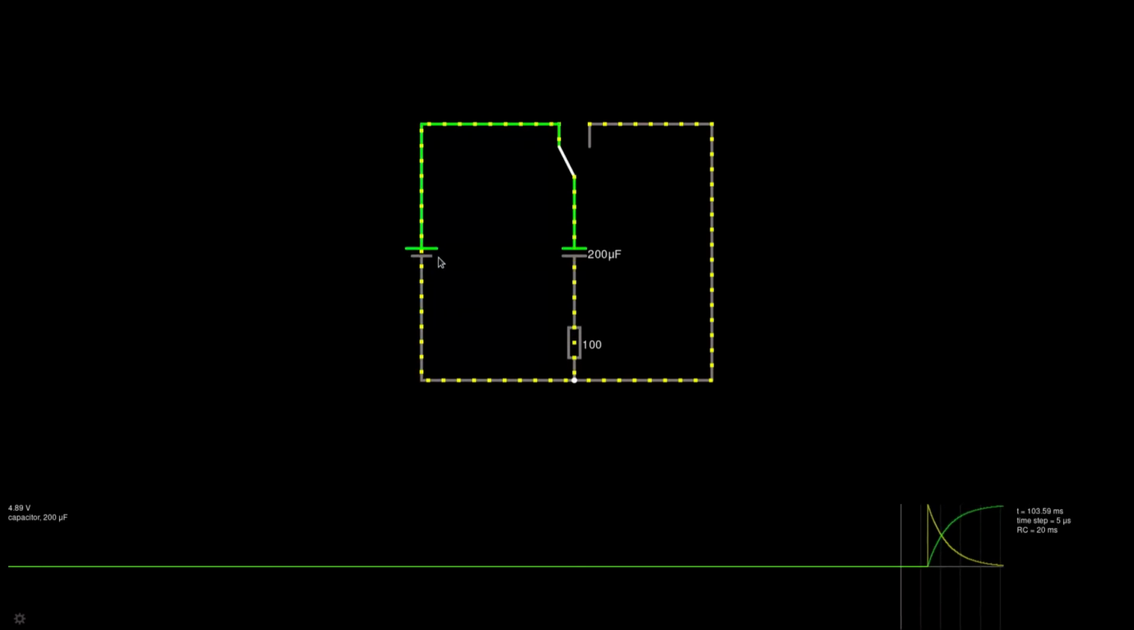So if the potentials are the same, eventually they will be, and the capacitor is fully charged, then there can't be any current going through, because for the current to move, it needs potential difference. It needs to go from higher potential through the schematic to the lower potential. But if the potentials are the same, there won't be any current going through here.